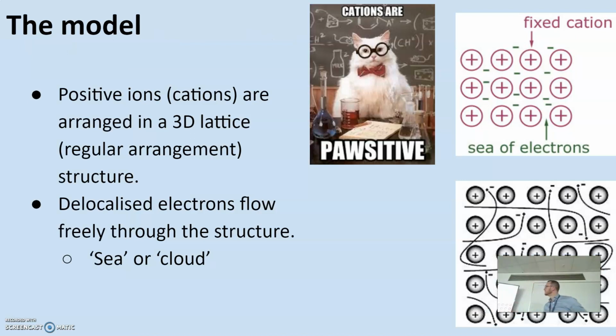The model, as we pointed out, is positive metal cations. The positive ions, also called cations, a nice way to remember it is that there is a positive in the word itself. Or if you think cat and paw, cats are positive. 3D lattice structure, lattice meaning regular arrangement. So we've got this metal cation, and then surrounding that is a sea, often called a cloud, of delocalized electrons.